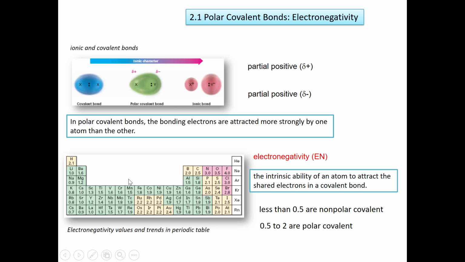How can we know if the covalent bond is polar or non-polar? Basically, what we have to check is the difference in electronegativity. If the difference of electronegativity between the 2 atoms is less than 0.5, it's non-polar. If it's more than 0.5, it's a polar covalent bond. Of course, if it's much higher, more than 2, then what we will have is an ionic bond.